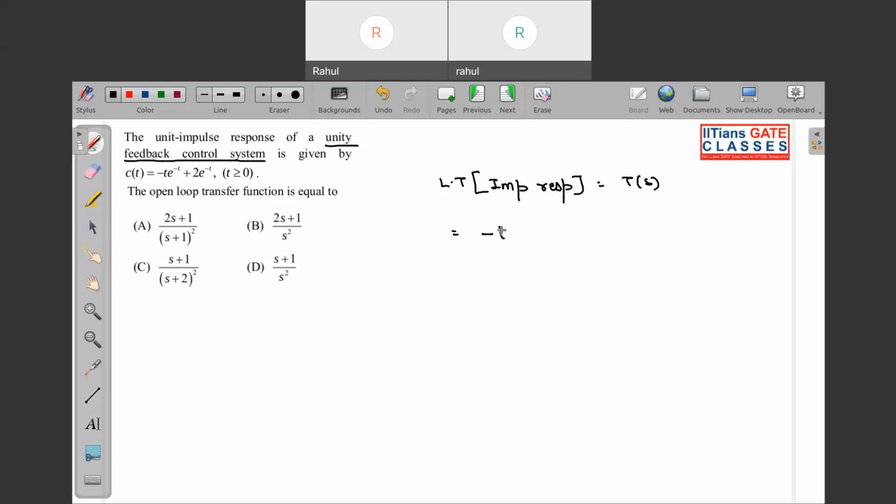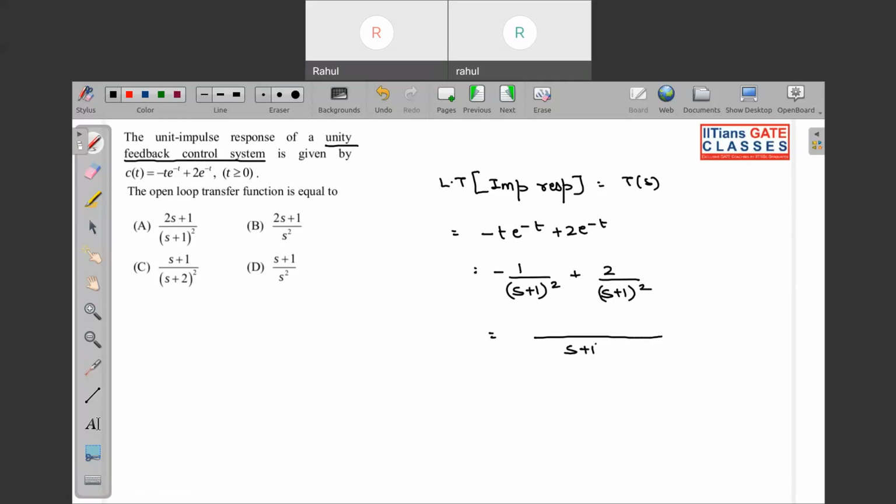So this will give you the transfer function of a unity feedback system. So that is minus t e to the power minus t plus 2 e to the power minus t. So for this one it will be minus 1 by (s plus 1) whole square, and this will be 2 divided by (s plus 1) whole square.